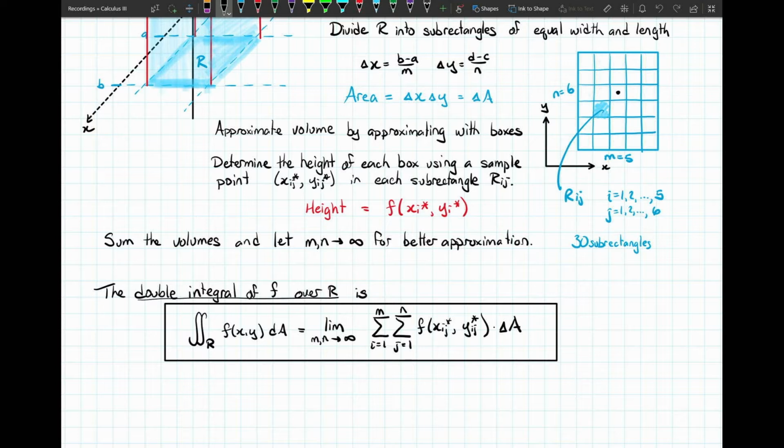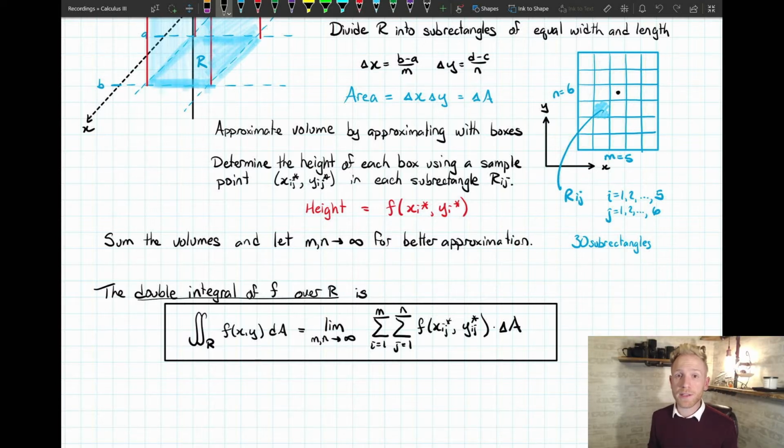One sum from left to right, i equals 1 all the way up to 5, or m in general, and another sum for the index j from 1 up to 6, or n in general, and that is going to be the sum of the volume of every subrectangle. Height, f of the sample point, x star, y star, multiplied by delta A, which equals delta x times delta y, given by these formulas at the top of the screen there. That's just the base area of each of those subrectangles. Now, just like in single variable calculus, this is called a Riemann sum. And we're just taking the limit as m and n go to infinity of that Riemann sum.